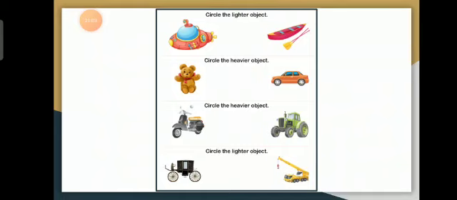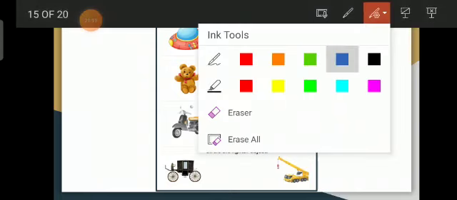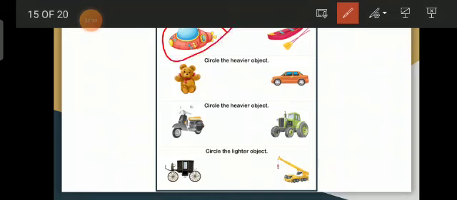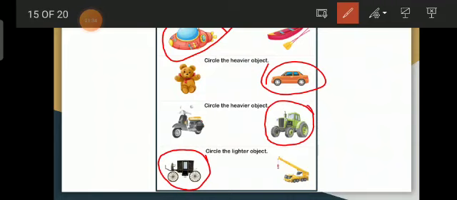Circle the lighter object. Okay, this is a toy and this is the lighter. Circle the heavier object, car. Okay, then circle the heavier object: truck, tractor, scooter or a tractor. The tractor is the heavier object. Okay, the last one, which is the lighter one? I have circled the lighter object. Okay, it's very easy and very interesting slides.